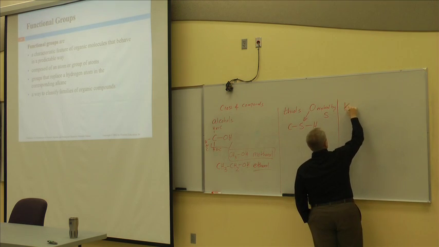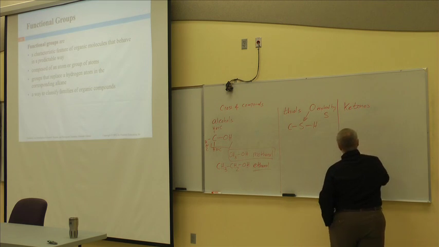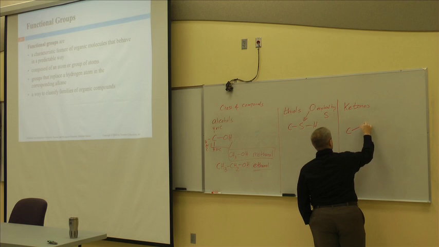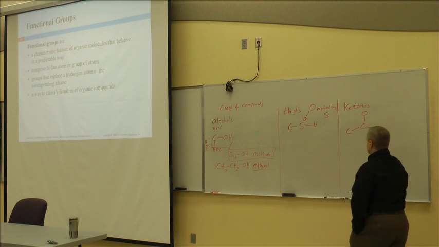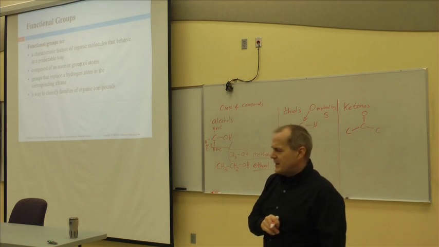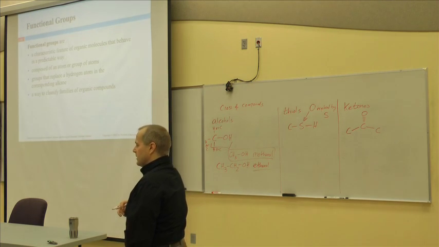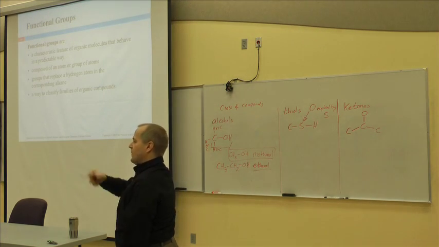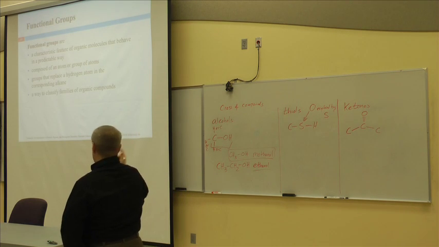Let's do ketones now. Ketones. Carbon bonded to carbon, bonded to carbon, double bond to oxygen. We'll stop here for a moment. The carbon double bonded to oxygen is a very common structural element, let's call it for now. They're known as functional groups. That is actually a functional group.